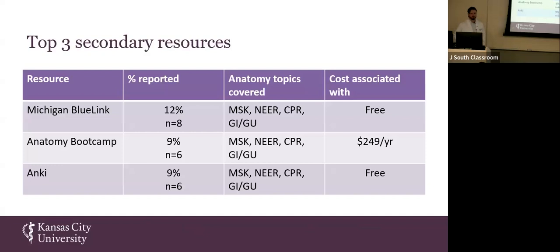Again, here's a table of the top 3 secondary resources, Michigan Blue Link being the most used secondary, and then Anatomy Bootcamp and Anki again. All 3 of these resources also covered all anatomy topics from first year, and again, the costs associated with each.